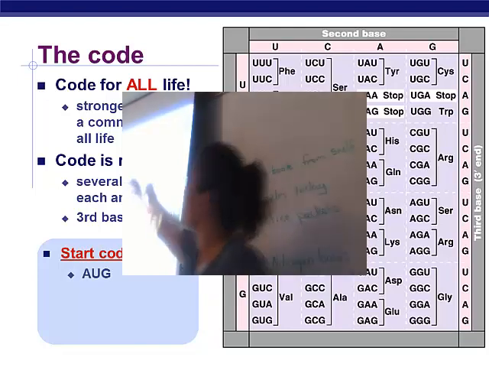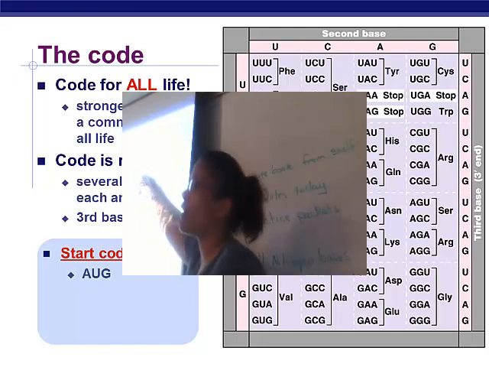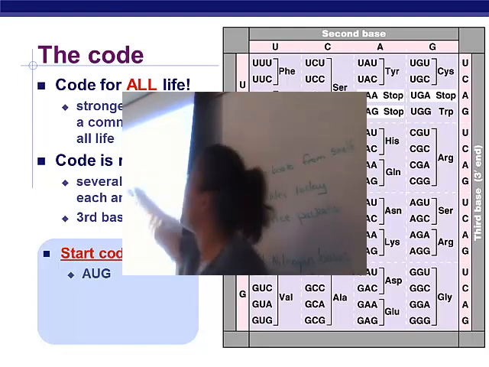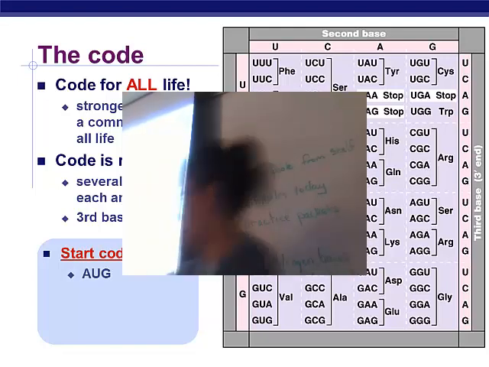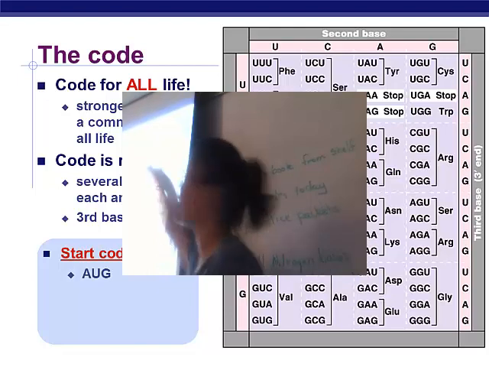Yes. So UAA codes for stop. UAG also codes for stop. So stop means the same thing? Yes, stop means the same thing. You stop making that protein. Is it the same protein? Yeah, it's the same protein. They could be on any protein. So every single protein your body makes starts with AUG and ends with one of these three.